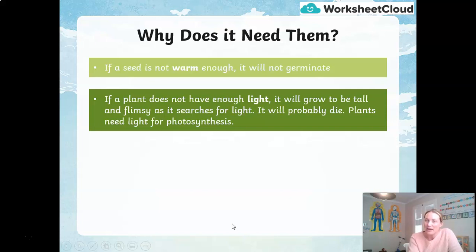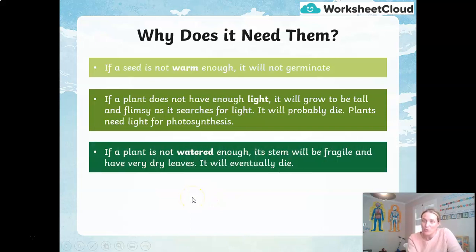If a plant does not have enough light, it will grow to be tall and flimsy because it will be searching for the sunlight. It will probably die because plants, remember, need light to photosynthesize. And you will remember from our lessons yesterday and the day before that, that the plants are considered in food chains producers because they make their food from sunlight through photosynthesis. If a plant is not watered enough, its stem will become fragile and it will have very dry leaves and it will eventually die.